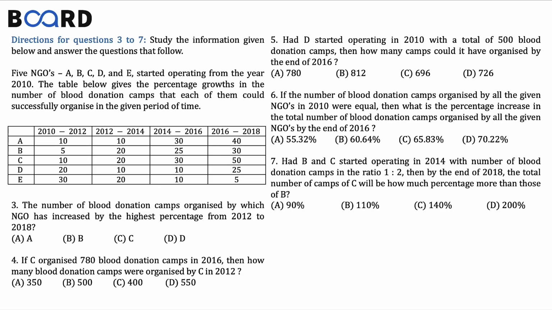So they are talking about 5 NGOs, A, B, C, D, and E, who started operating from the year 2010. The table below gives the percentage growths in the number of blood donation camps that each of them could successfully organize in the given period of time. So the table consists only of percentage values. Now, what are these percentage values? These are the percentage growths in the number of blood donation camps when I compare it with the previous year.